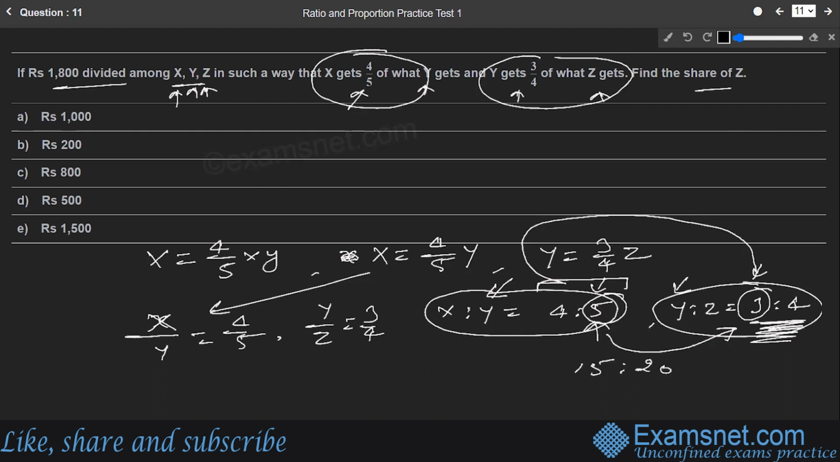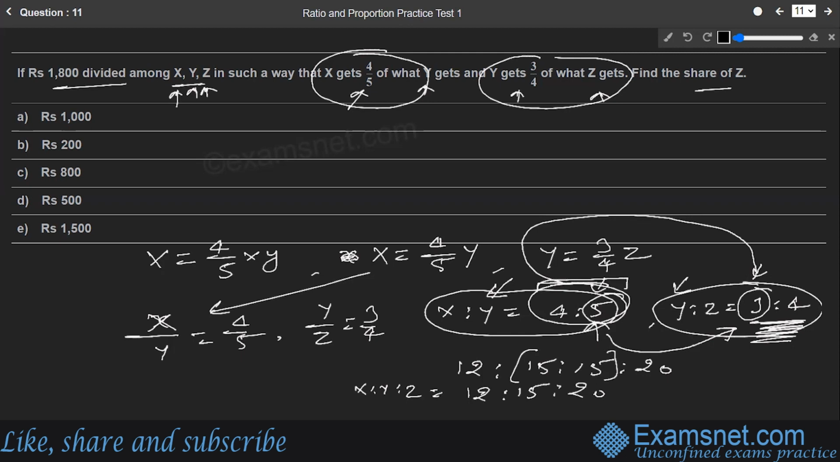Then the other number of y, that is 3, has to multiply both terms of the first ratio, 4 is to 5. So 3 times 4 is 12 is to 3 times 5 is 15. Now this 15 and 15 is common, so we can write it just once, that is 12 is to 15 is to 20. So the ratio between x, y, and z is 12 is to 15 is to 20.